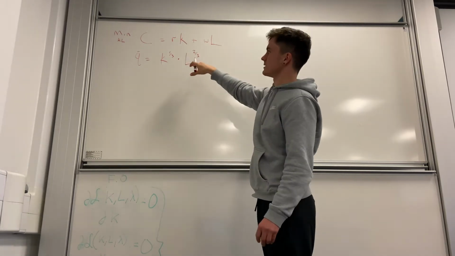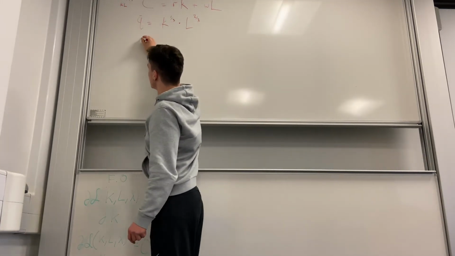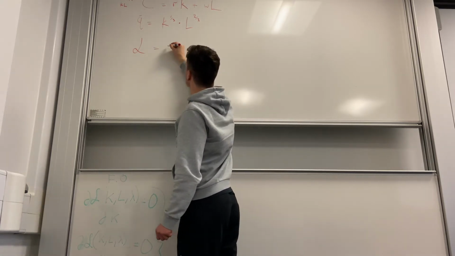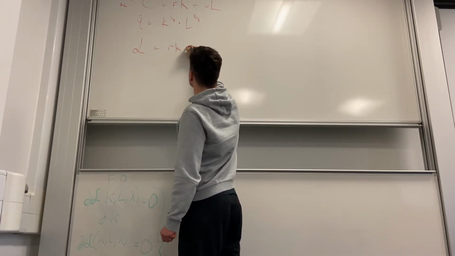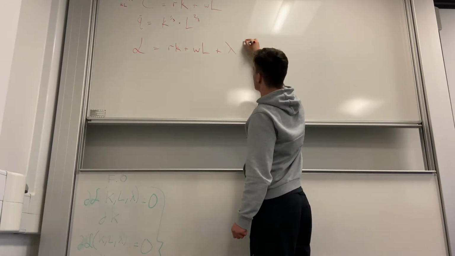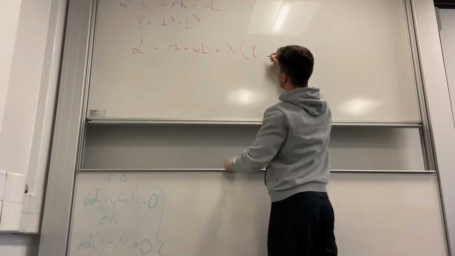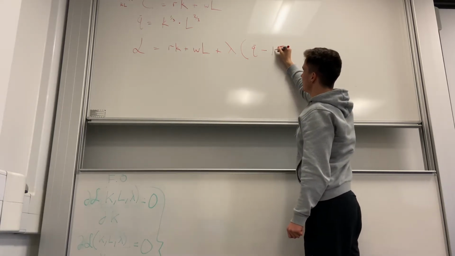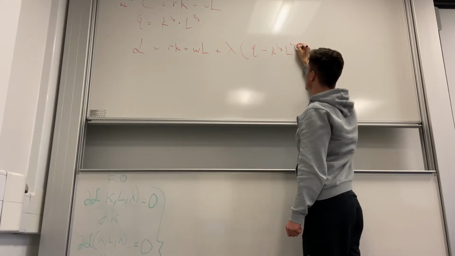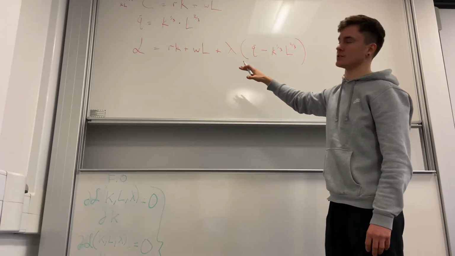And then to minimize this, we've got to set it up as a Lagrangian. So we take the Lagrangian, and then we set that equal to RK plus WL plus lambda times quantity, so we bring that bit over to the other side, Q minus K to the power of 1/3 L to the power of 2/3. And that is how you set it up as a cost minimization problem.